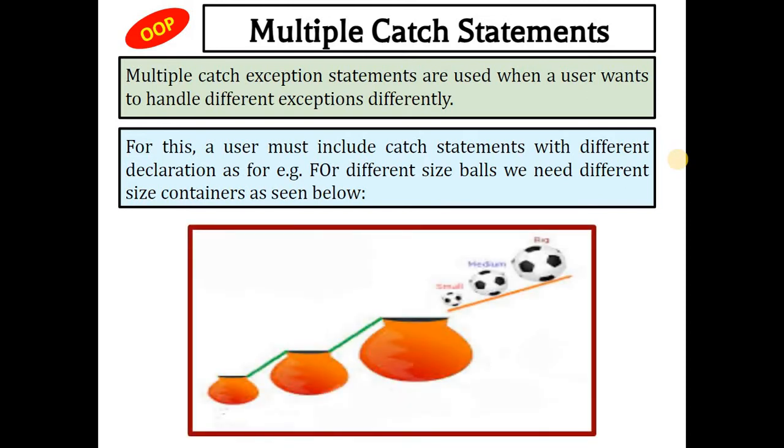A small ball can fit in a big container, in a medium container, and in the small container also. But a very big ball cannot fit into the last container, which is the small pot. So for handling that type of ball, we will need a big container.